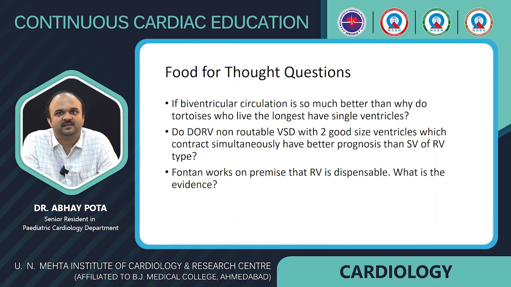Lastly, I will leave you with some food for thought questions. One question on each of the 3 topics that we discussed: the evolutionary basis of single ventricle, its anatomy, and physiology. So if biventricular circulation is so much better, then why do tortoises, who live the longest, have single ventricles? Do DORV, non-routable VSD patients, who are single ventricle candidates with 2 good-sized ventricles which contract simultaneously, have a better prognosis than a single ventricle of RV morphology?